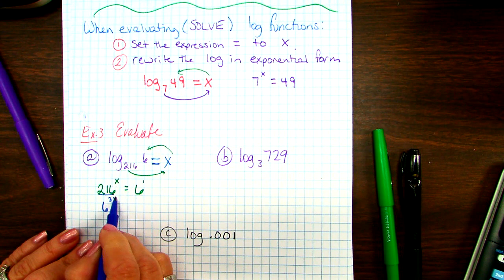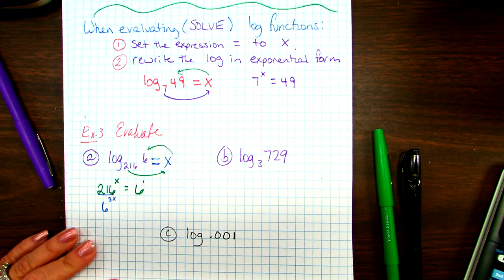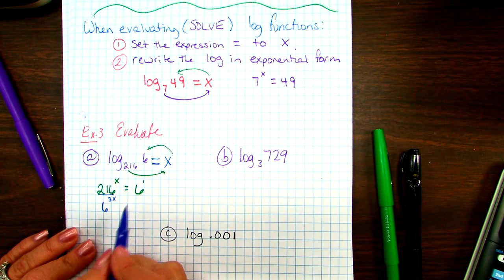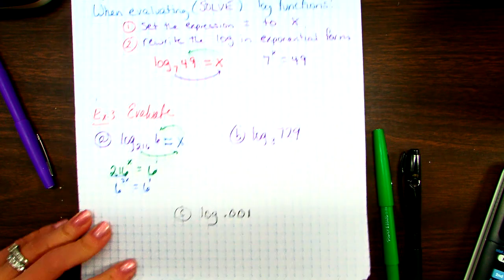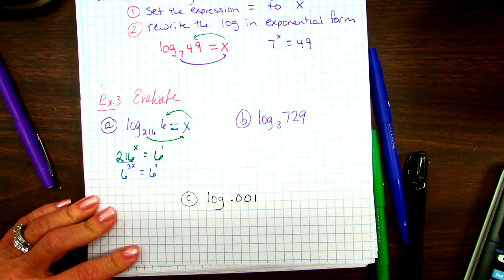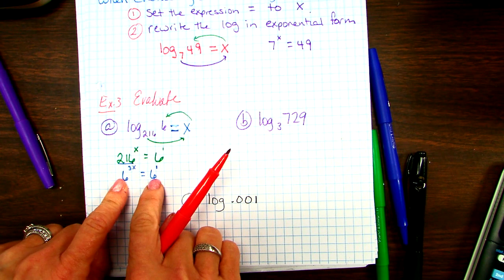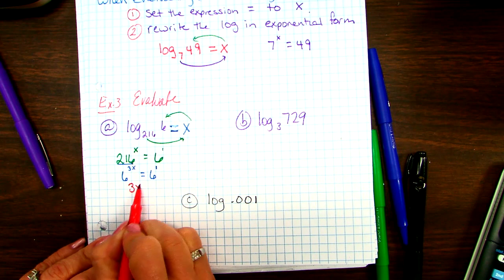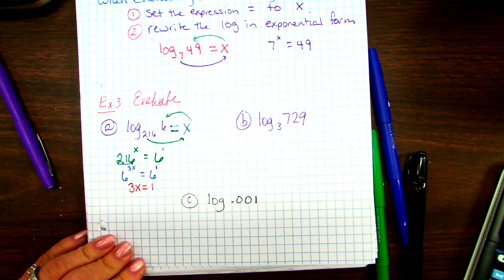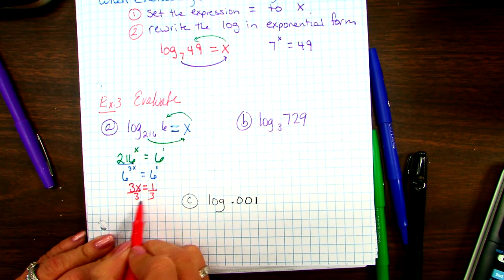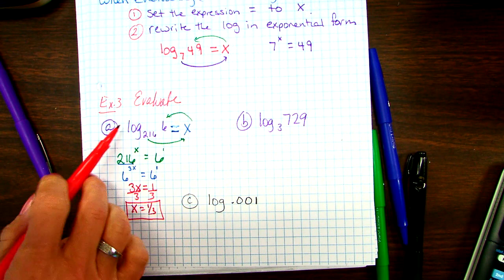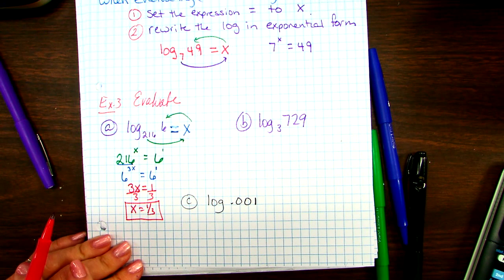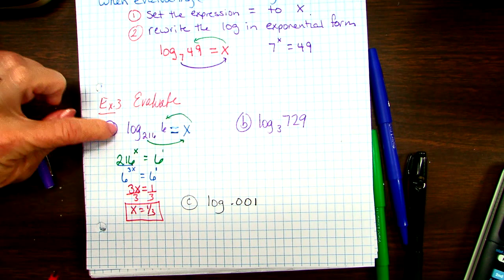Remember, if there's already a power there, it hangs out or multiplies. 3 times x equals 6 to the power of 1. What do we do next? If the bases equal each other, the exponents equal each other. And the answer is 1/3. You just solved your first log equation. So we use exponential tricks to solve log equations.